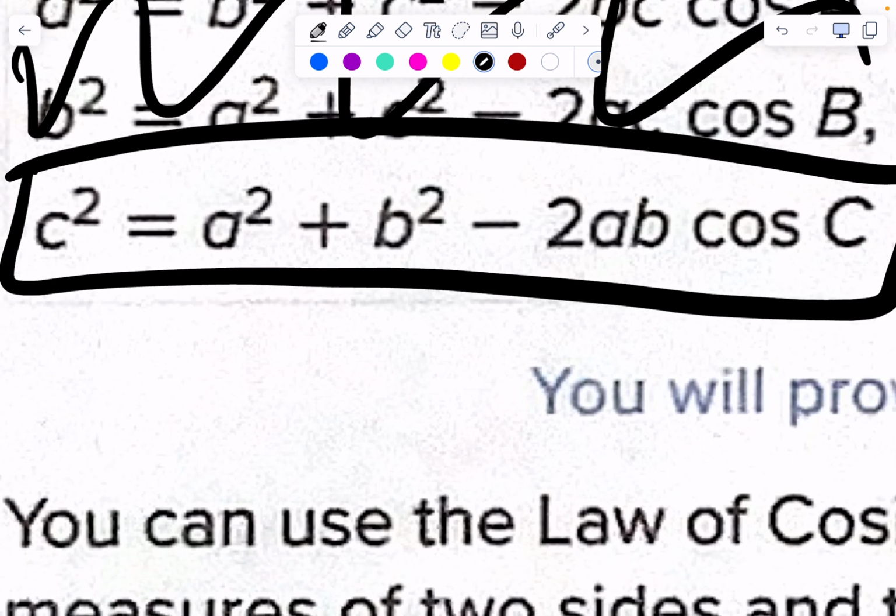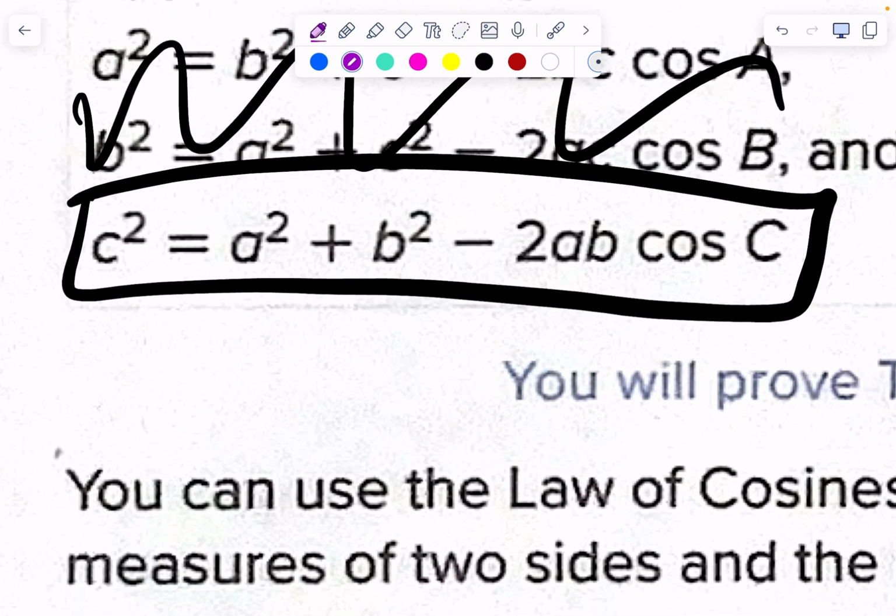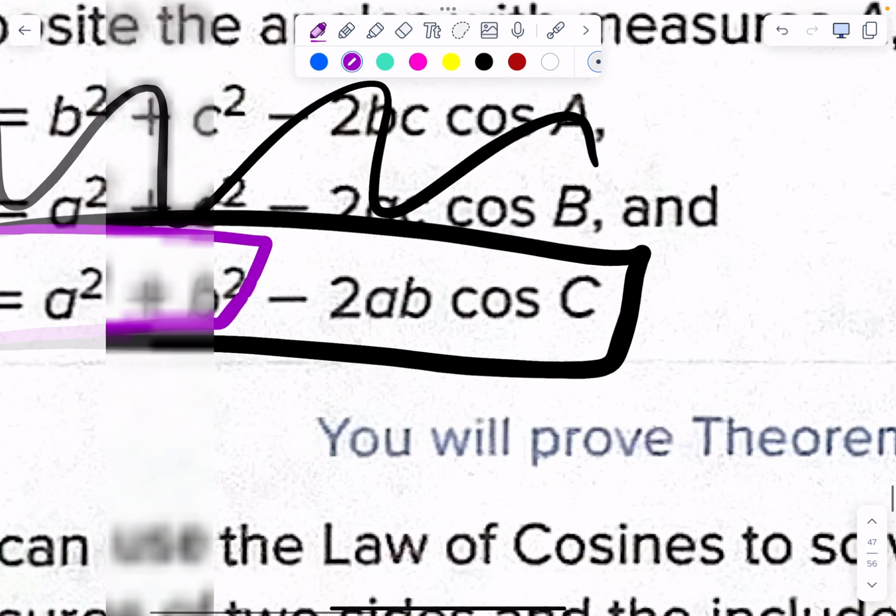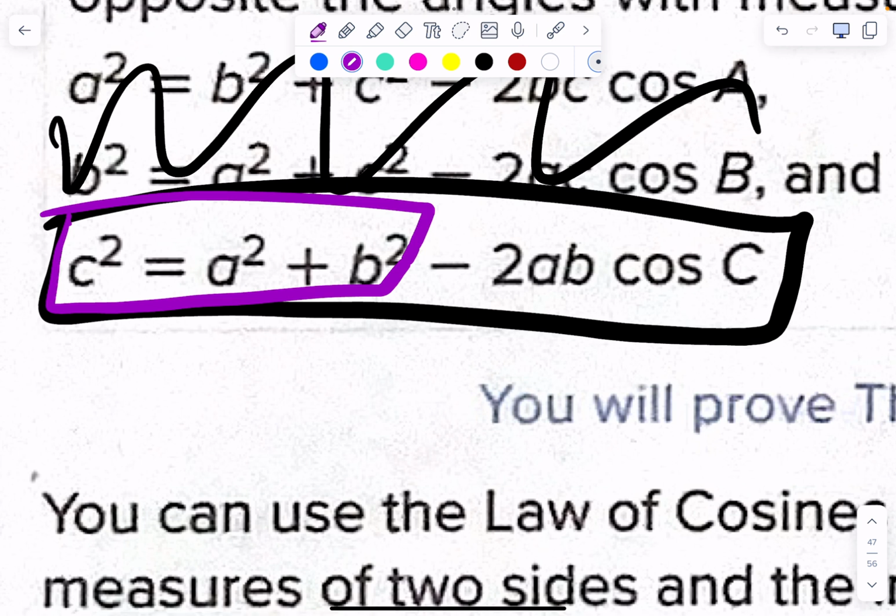All right, now, there is familiar stuff that shows up here, like c squared equals a squared plus b squared. That's the Pythagorean theorem, right? a squared plus b squared equals c squared. But then they have minus 2ab cosine of C. So, I told you three sides, one angle. Which variable in here is the angle?